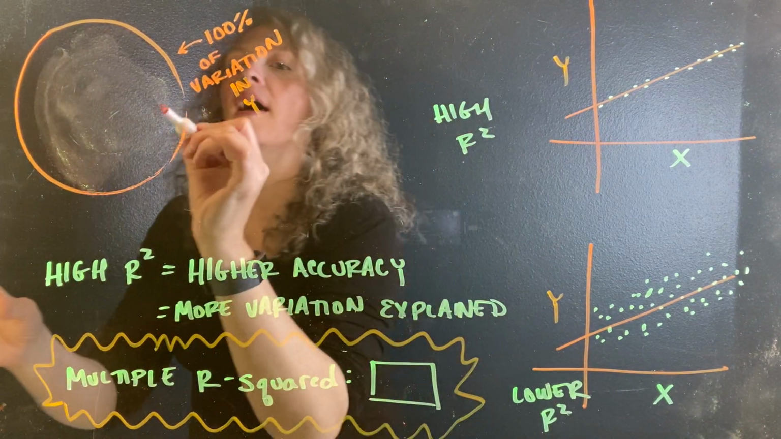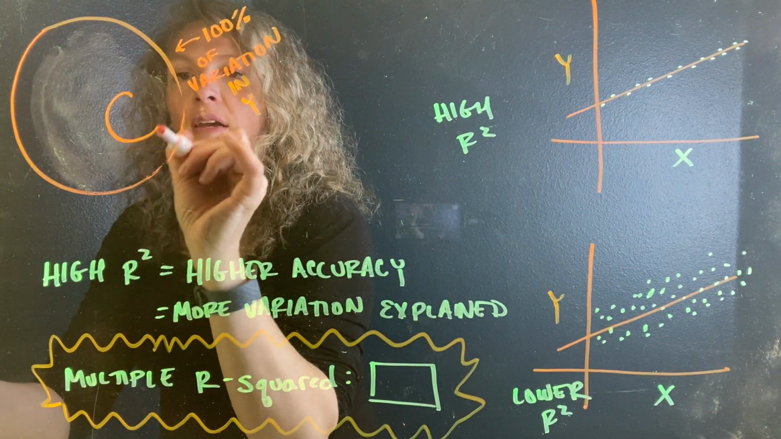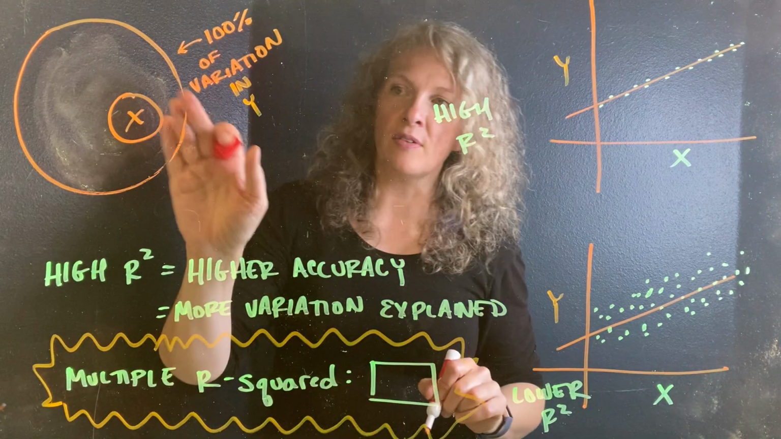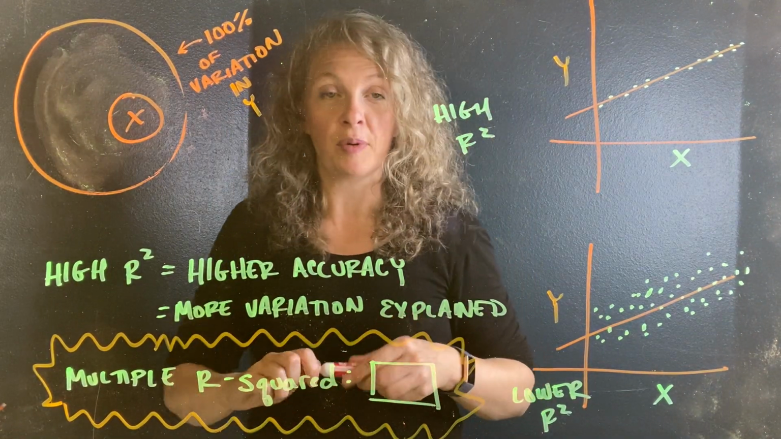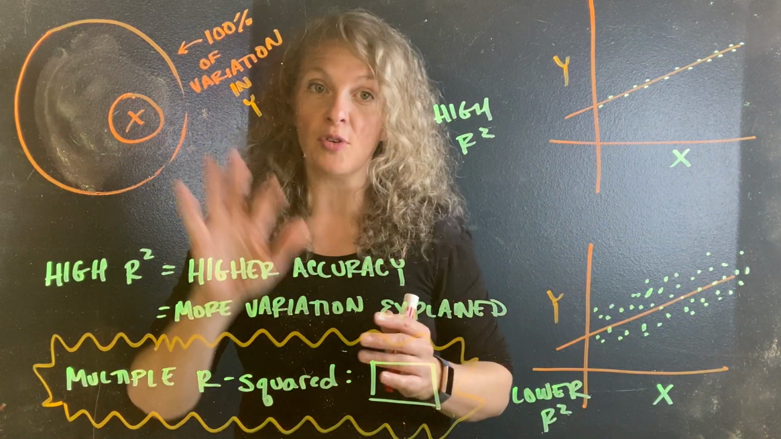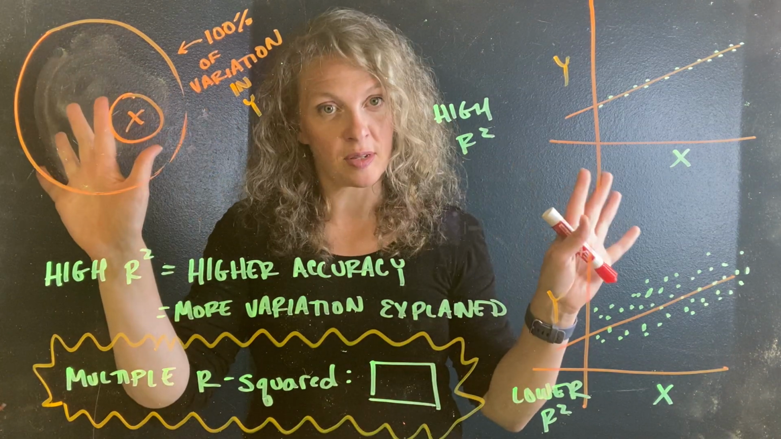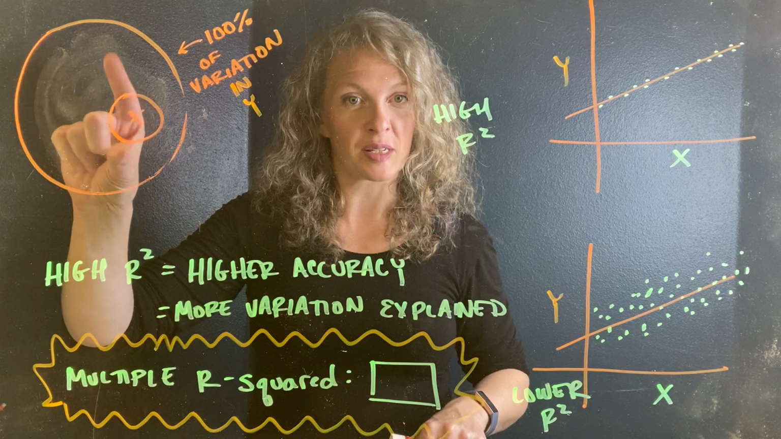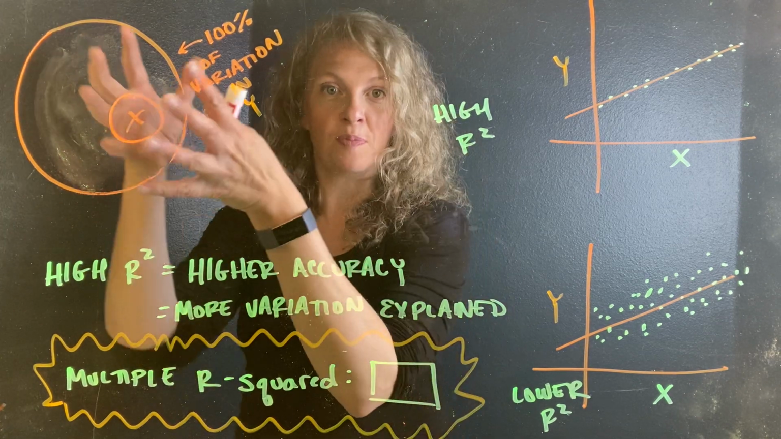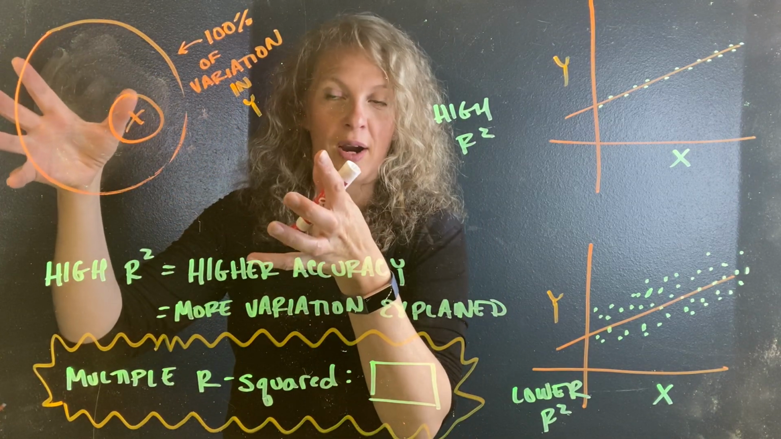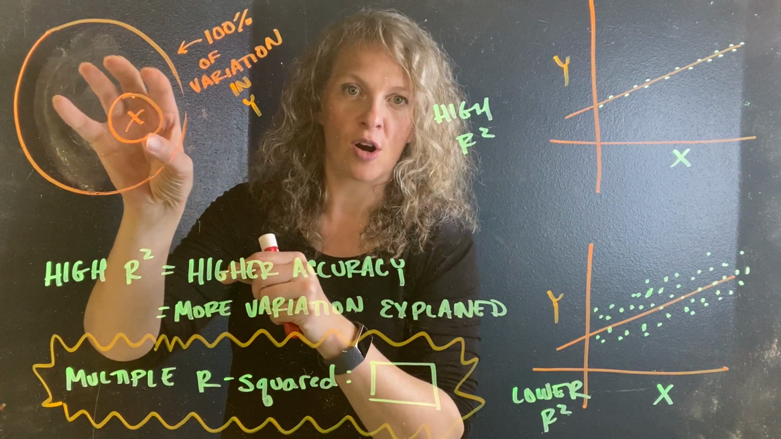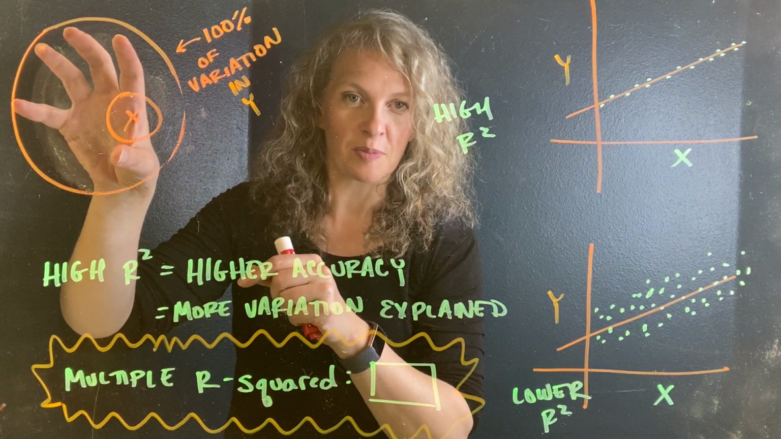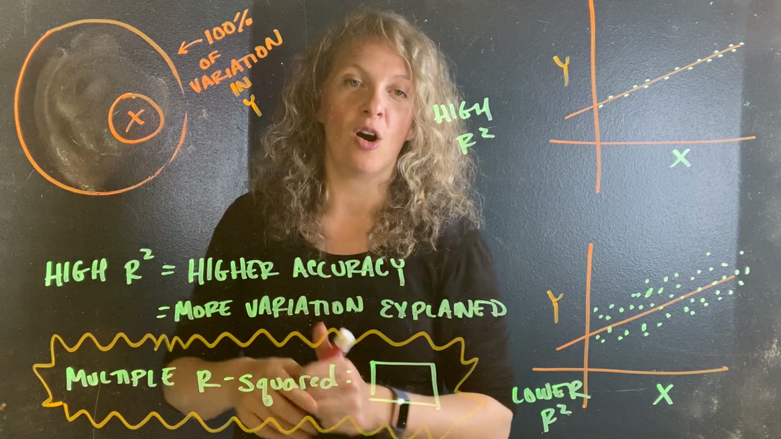that X is going to explain some amount of the variation in Y. It's going to be a function of other variables too, if you have other variables in the model. But if you have a simple regression model, the amount of Y that is explained by X is going to be the size of your R squared. So this is a smaller R squared. If we had more variation explained by X, it would be a larger R squared.